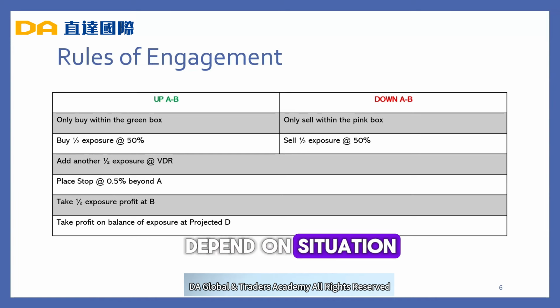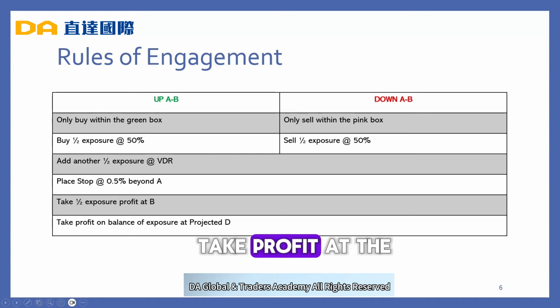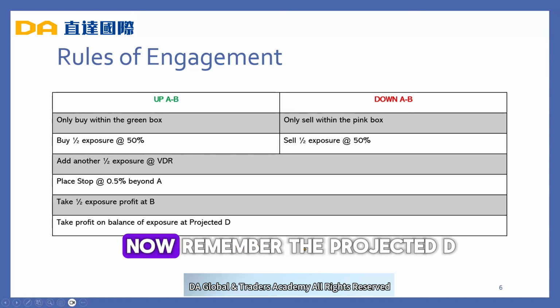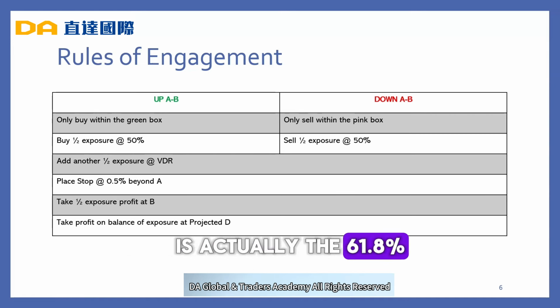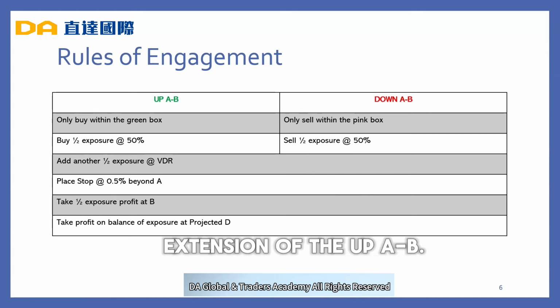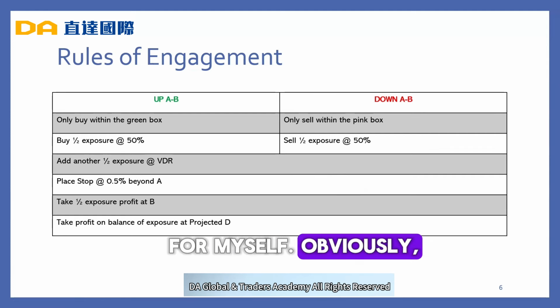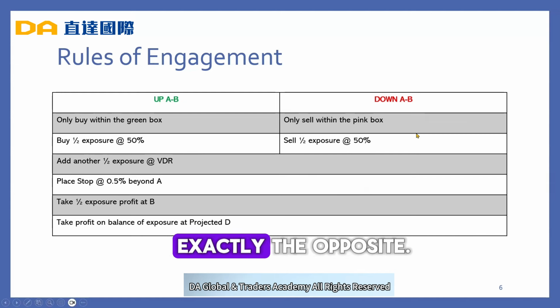Again, it depends on the situation. And I want to take profit at the projected D. Now, remember, the projected D is actually the 61.8% extension of the up AB. So this is how I will base my strategy on these rules that I set up for myself. Obviously, the down AB is exactly the opposite.